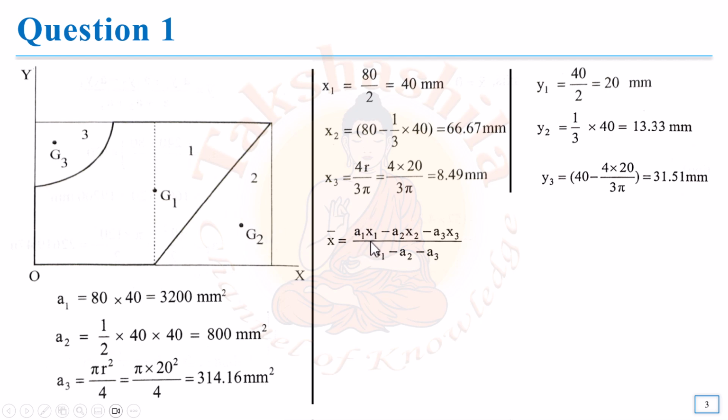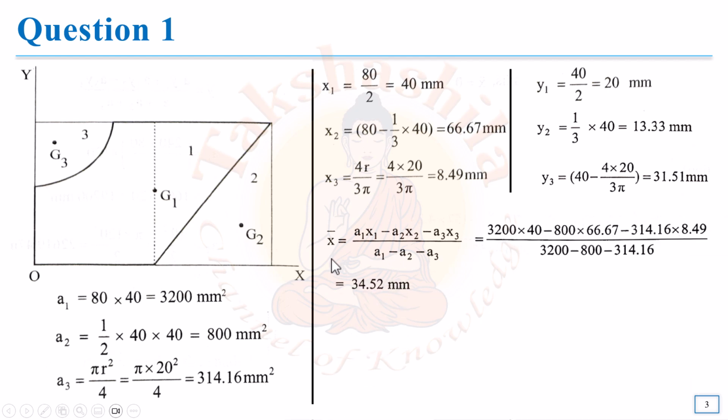So the first one, the total rectangle, is considered as positive, minus a2 x2, minus a3 x3, divided by a1 minus a2 minus a3. A2 and a3 are negative values since they are cut out from this rectangle. So we will substitute the values. We already have a1, a2, a3 as well as x1, x2, x3 calculated. Just substitute that, and when you simplify, you can see that the value of x bar will be 34.52.